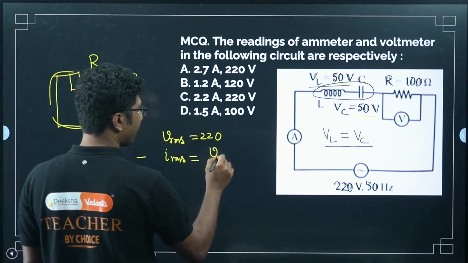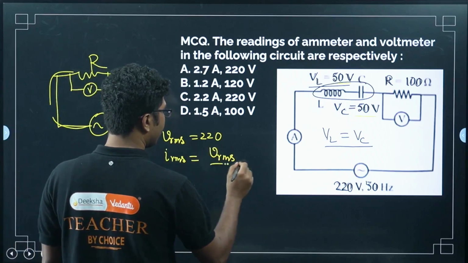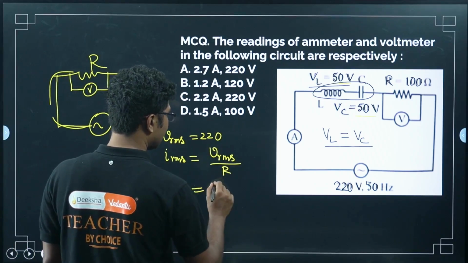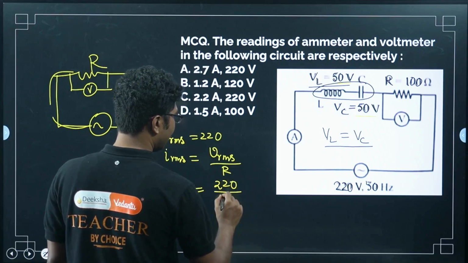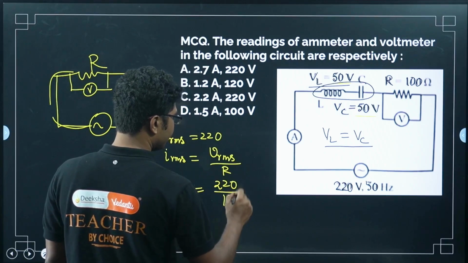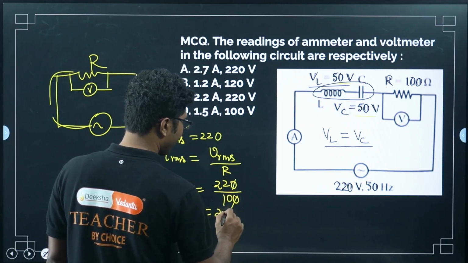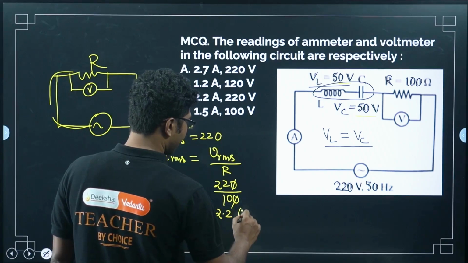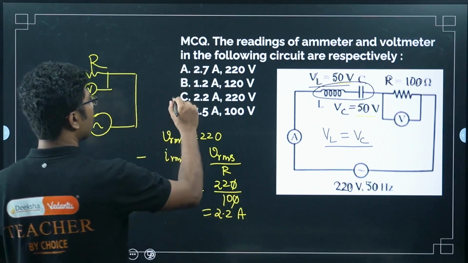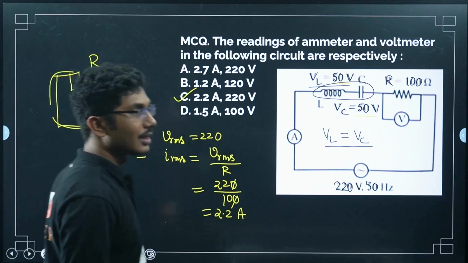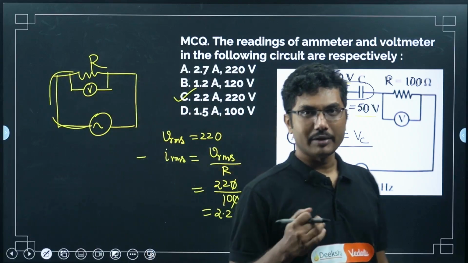IRMS will be VRMS divided by R. So that is 220 volt divided by 100 ohms, so it will be 2.2 ampere. So 2.2 ampere and 220 volt is the current and voltage measured by the ammeter and voltmeter.